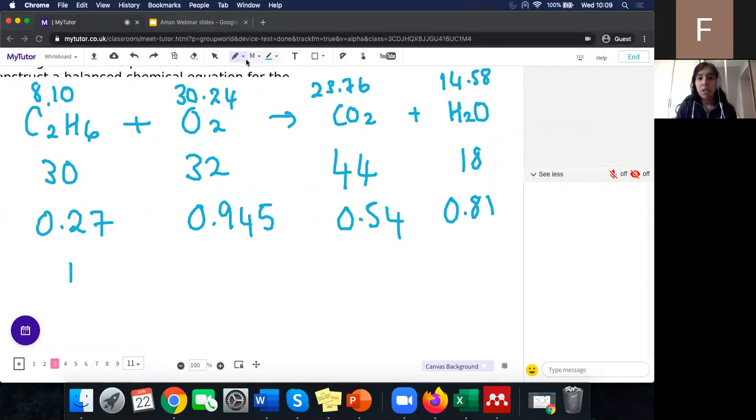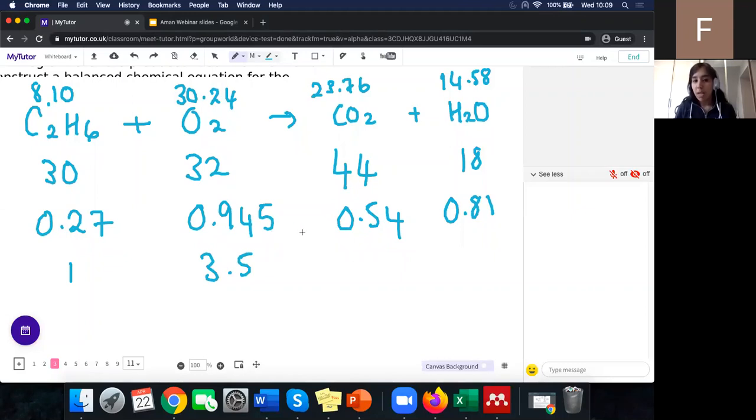3.5, excellent. So someone's asking me how many decimal places should you do it to? So in this case, when we're working out the number of moles, I would write out as many decimal places that are there, and you would always find that it's a nice number. So what you've just seen there is when we did 0.945 divided by 0.27, we got 3.5. So that's a nice number. 0.54 divided by 0.27 is 2. And then what's 0.81 divided by 0.27? Excellent. So someone is saying 3, well done, good.